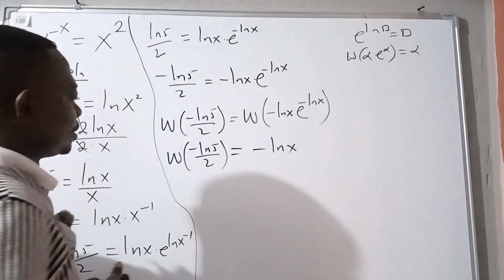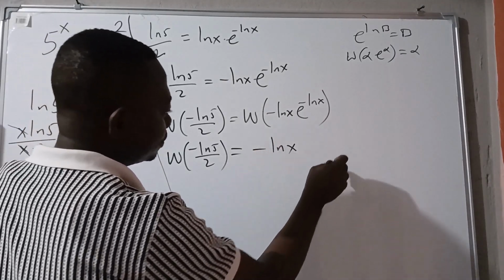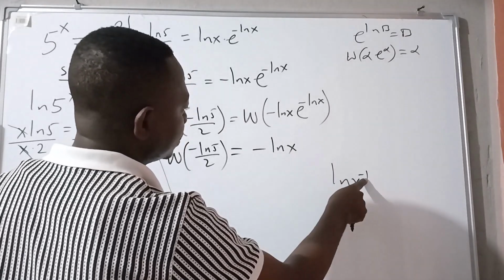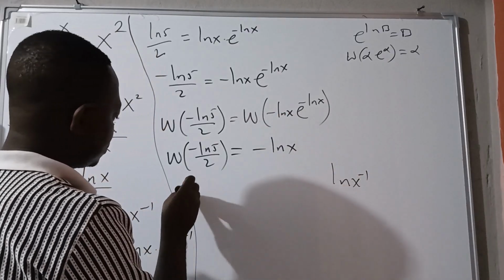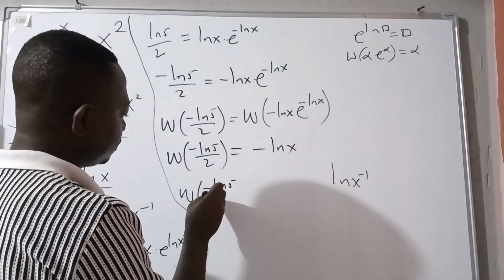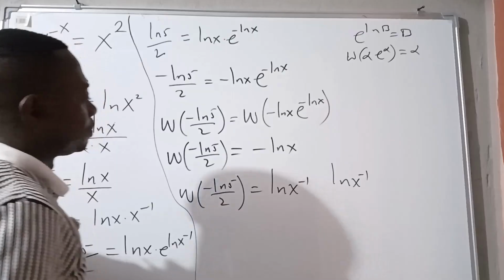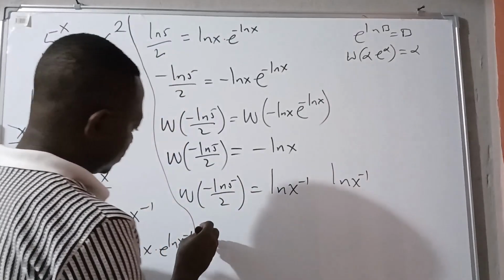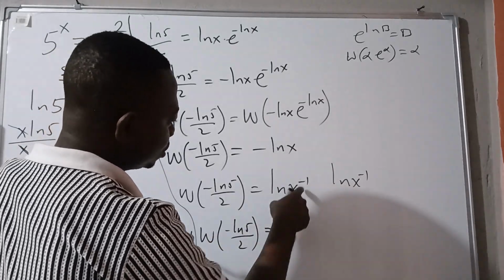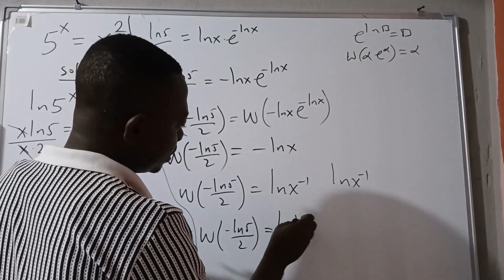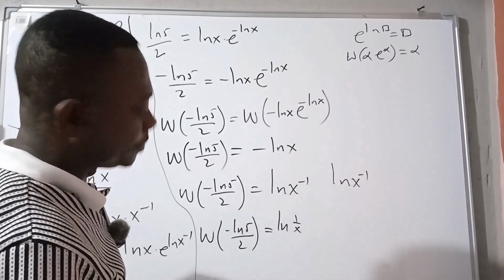Now I would like to get rid of this. If ln of x to the power of -1 is the same as this, so check that. I can bring this one here. That will be the W function of ln of 5 on 2. So this one is ln of x to the power of -1, and this one is the same as ln of 1 over x. So we have 1 over x. All right, we are almost there.